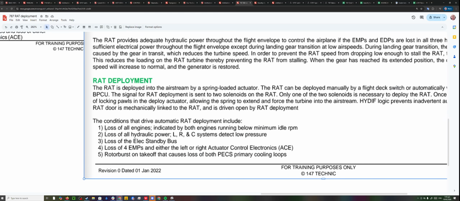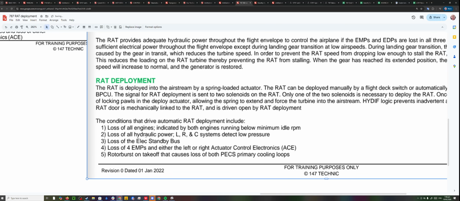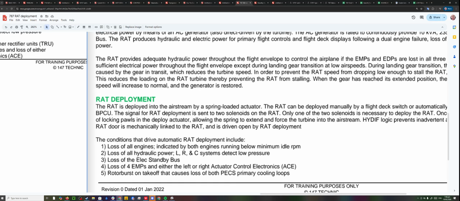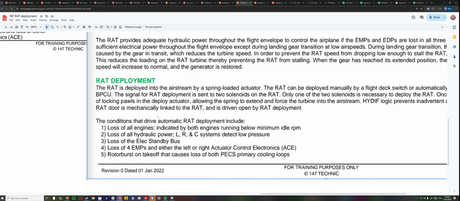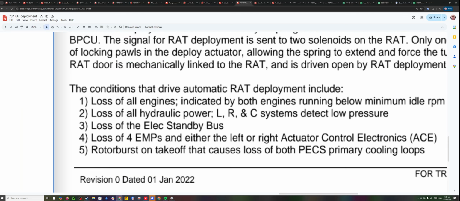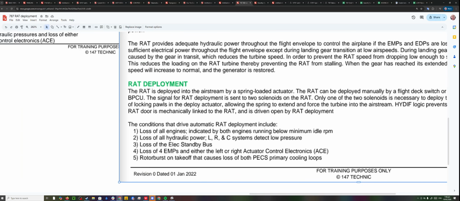And here they say it again properly. Here, the conditions that drive rack deployment include loss of all engines, indicated by both engines running below minimum idle RPM. Loss of all hydraulic power, left, right, and center systems detect low pressure, which is 2000 psi or less. And then loss of the electrical standby bus, which they mean 28 volt DC standby bus. All right. That last one, point 3, is why this rack deployed so fast. And let me show you why.